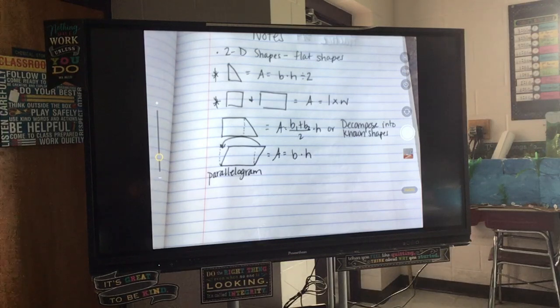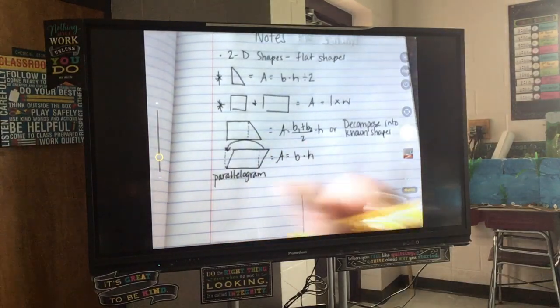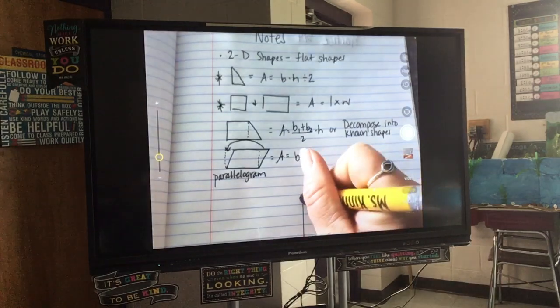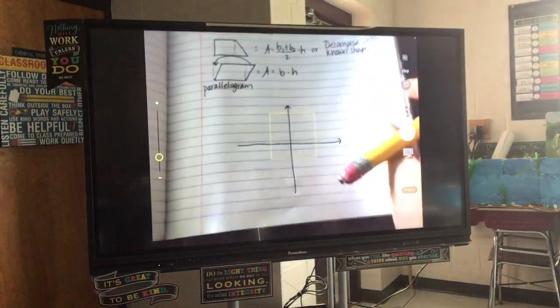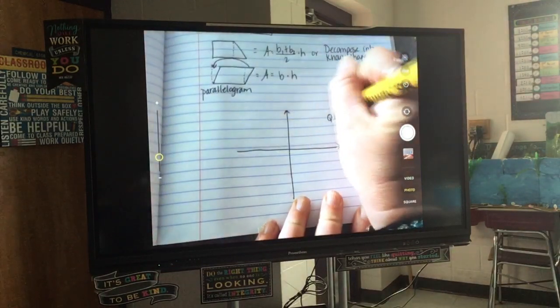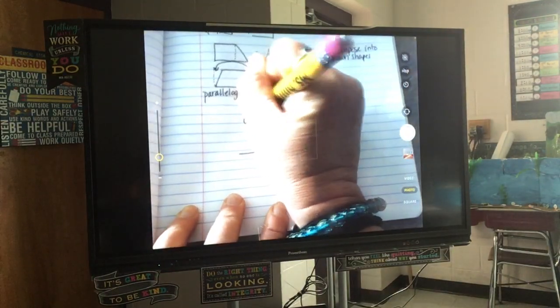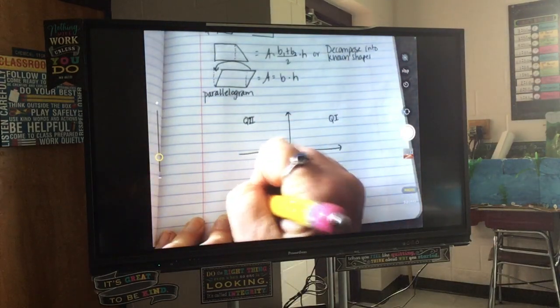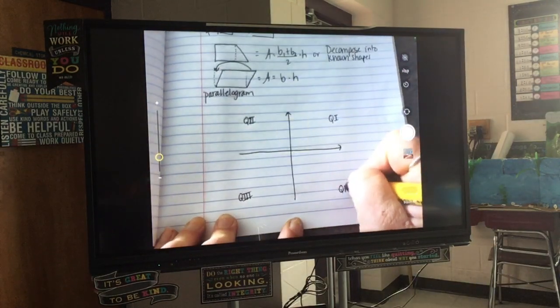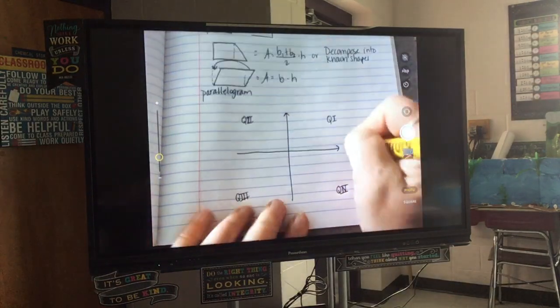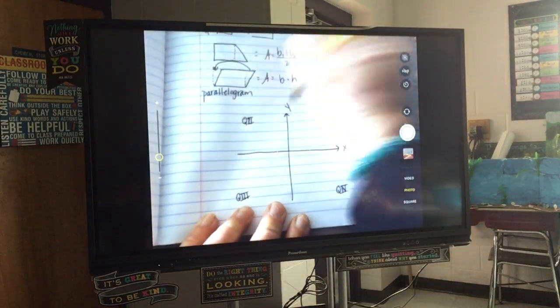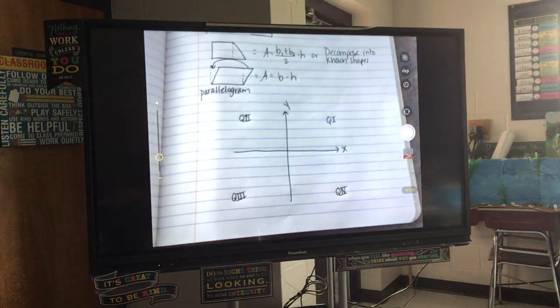All right, anything else for our notes, for area? No? All right, so let's talk about the coordinate grid real quick. You guys did a really good job of doing this during your brain dump. So this is Q1, Q2, Q3, Q4. This is our X, this is our Y. And then tell me again about my coordinates for each quadrant.